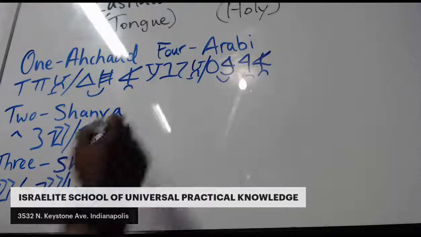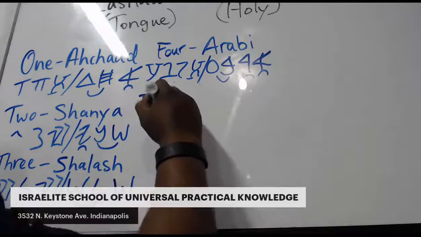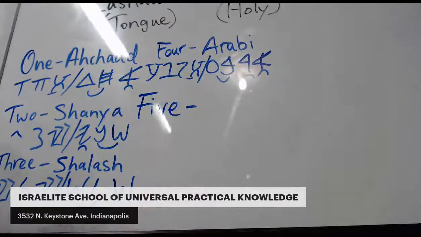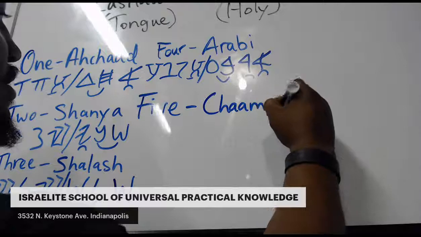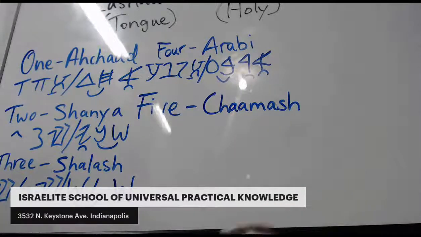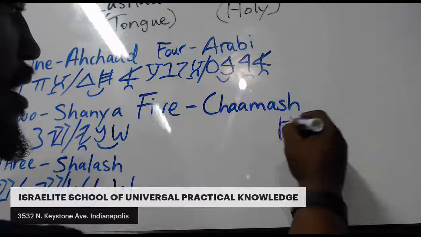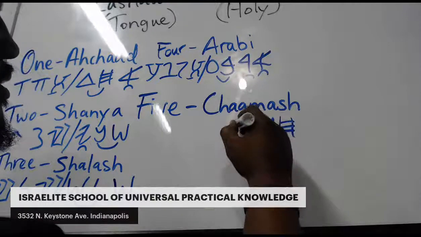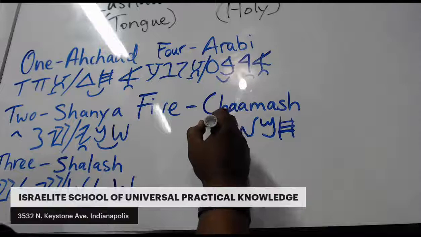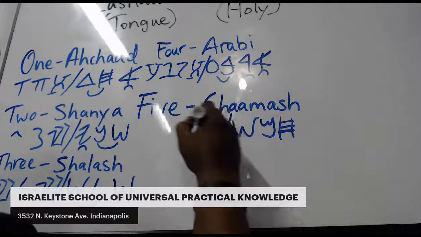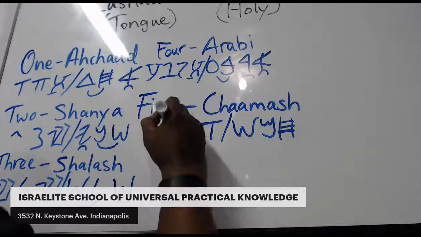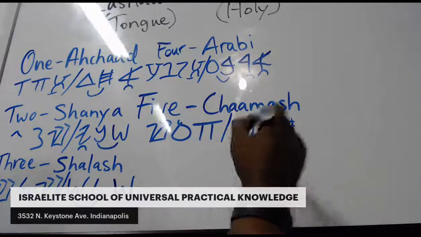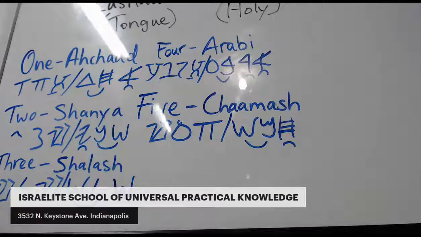So next is number 5. Five is Hamash. Okay. That's Ha, Ma, Sha. And this in the Assyrian, it's Ha, Ma, Sha. Hamash. That's 5.